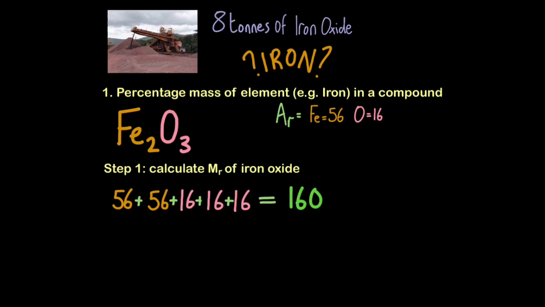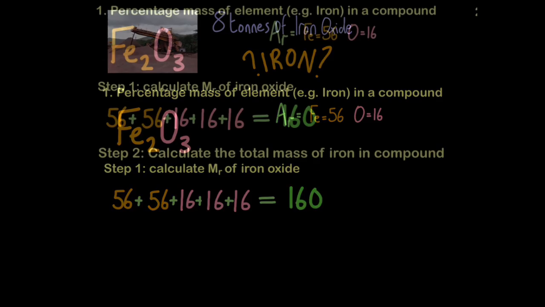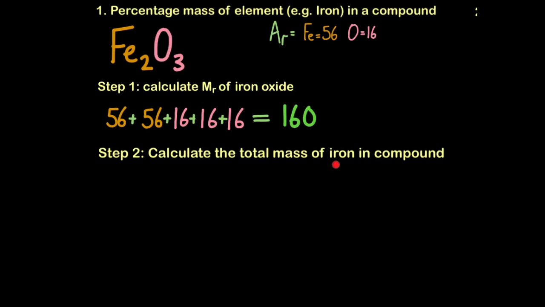So the first key step is calculating the Mr, the molecule mass of iron oxide. So we have Fe2, 56 plus 56 as given here, and O3, 16 plus 16 plus 16 to give you 160. So this is the Mr of Fe2O3, of iron oxide. Next, you calculate the total mass of iron in the compound. So remember it's Fe2 here, so you have to add 56 to 56. That tells you that if iron oxide is represented by 160 units of mass, 112 of those units will be accounted for by iron. So just 56 plus 56, Fe2.